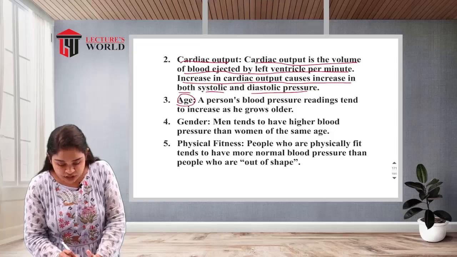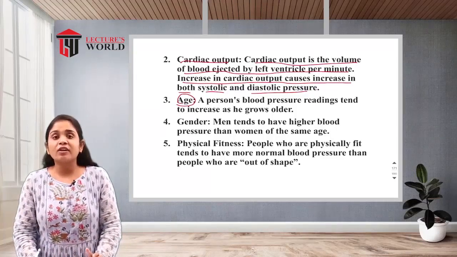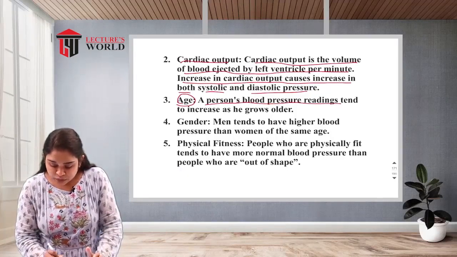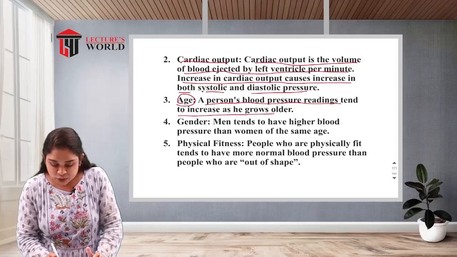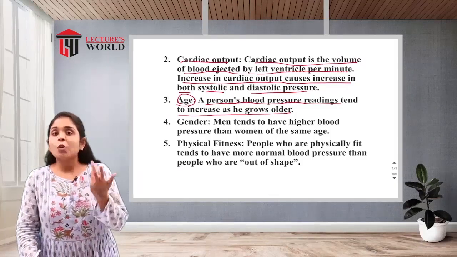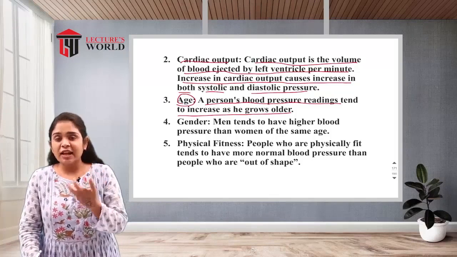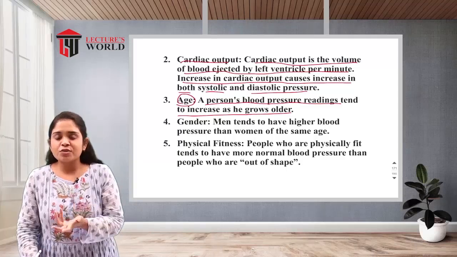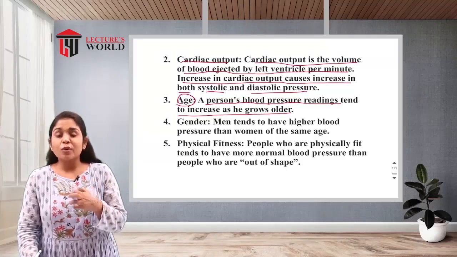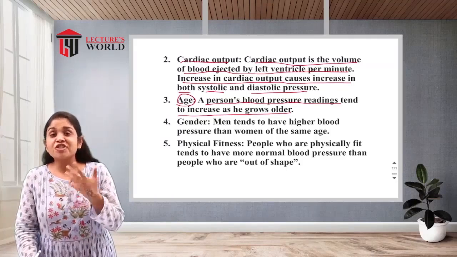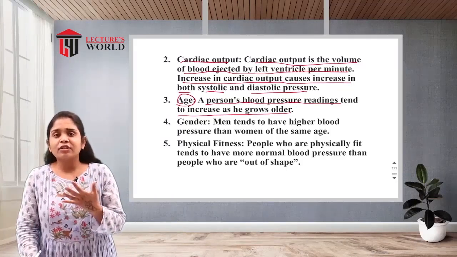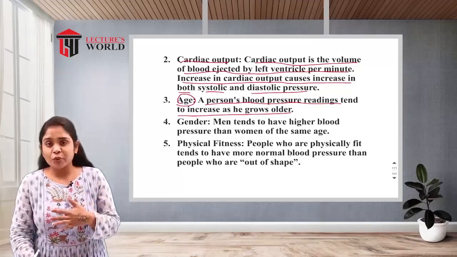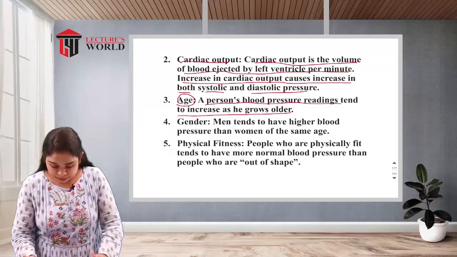Then after that, the age. The age factor is also going to affect blood pressure a lot. A person's blood pressure reading tends to increase as he grows older. When the person is getting older, the blood pressure is also going to be higher. As we used to say, people who are older or aged are geriatric patients, and their blood pressure will be higher. So that is how age is going to affect the blood pressure.